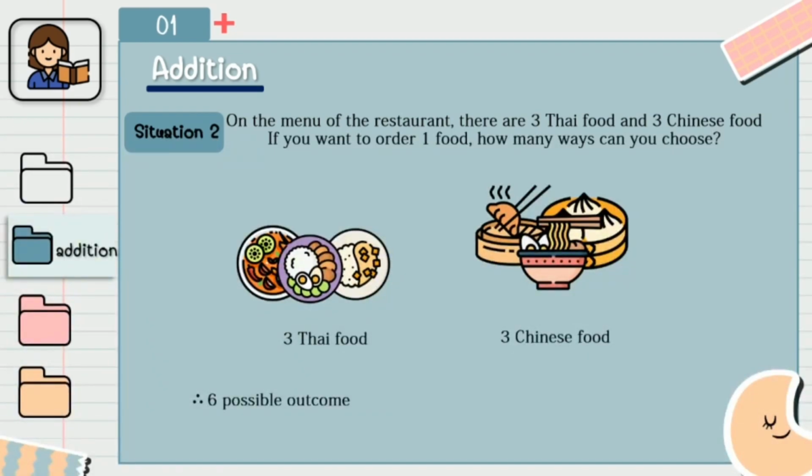From this situation, the choices are divided into 2 cases, both of which are not redundant. Therefore, the food items in both cases are added together. We get 3 plus 3 is 6. So, it is called the addition principle.